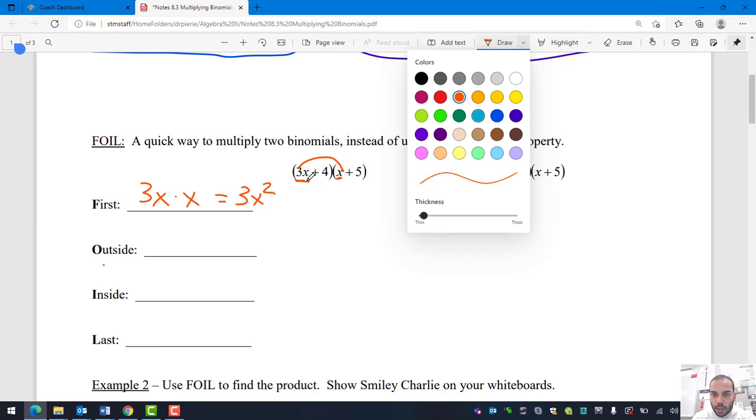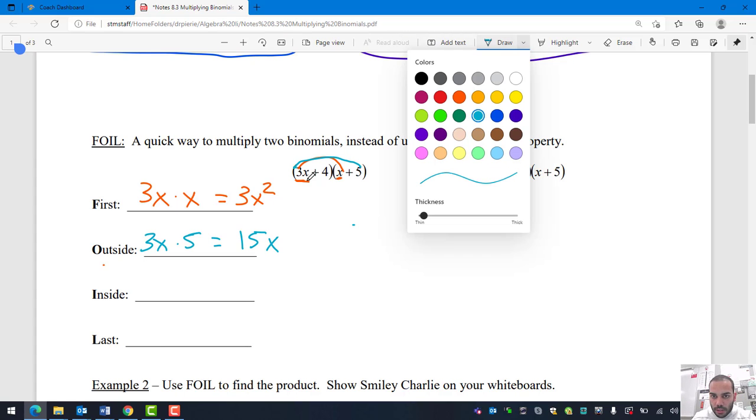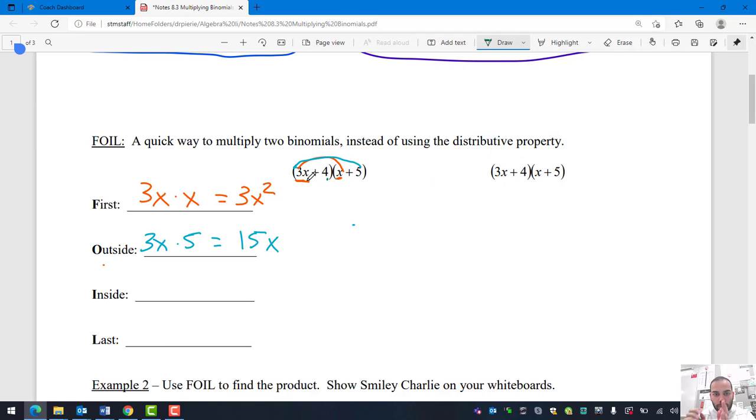Then the second letter in FOIL is the letter O. O stands for outside. If we look at this like it's a house, we're going to multiply the outside walls of the house together. 3x is on the outside of the first binomial, and 5 is on the outside of the second. So I'll have 3x times 5. 3 times 5 is 15, so I should have 15x. Then the I in FOIL stands for inside, the terms that are closest to the middle. So I'll have 4 times x, and that'll just spit out 4x.